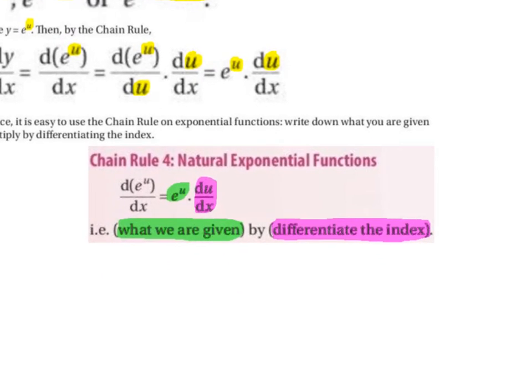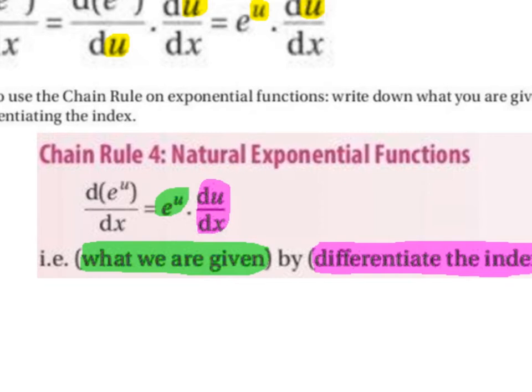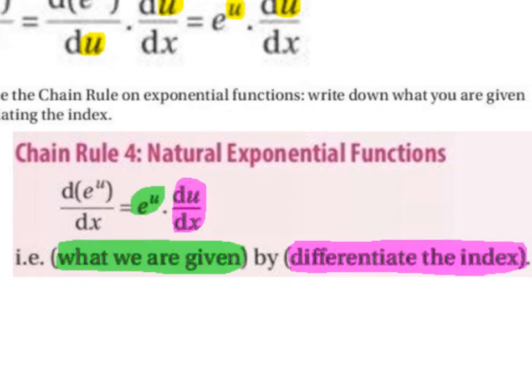So here we have our chain rule number 4 for natural exponential functions. So d e to the power of u dx is equal to e to the power of u times du dx, i.e. what we're given multiplied by the derivative of the index. So what we're given, e to the power of u, multiplied by the derivative of the index, du dx. So we differentiate the power.